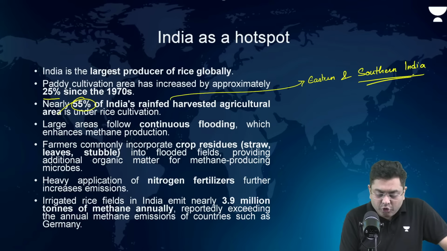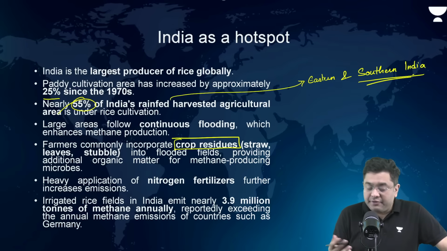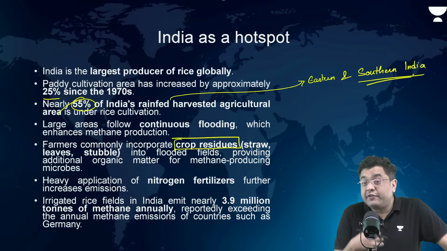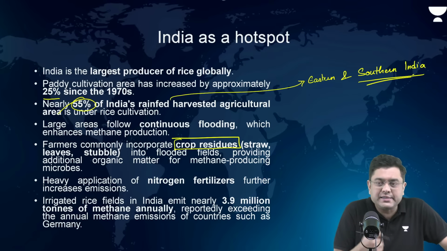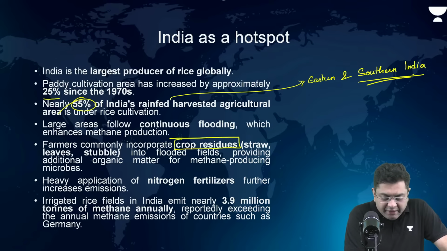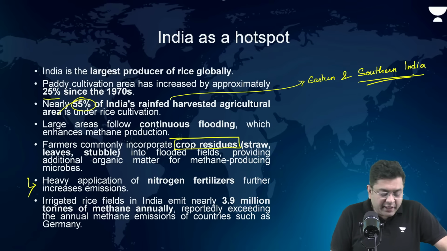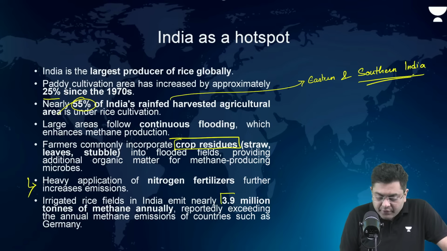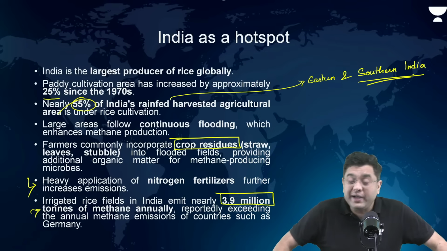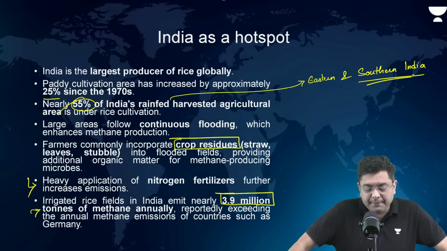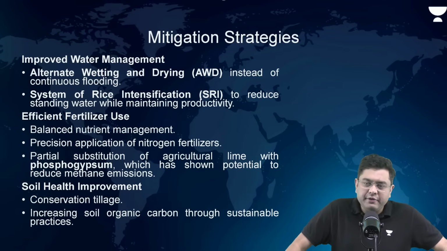Farmers incorporate crop residues into the flooded fields, right? That provides additional organic matter for the microbes to decompose, creating an additional amount of methane production. Then heavy application of nitrogen fertilizer further increases the emission. So irrigated rice fields in India emit 3.9 million tons of methane annually, almost equal to and exceeding the emissions of Germany. What can be the solution or the way forward?